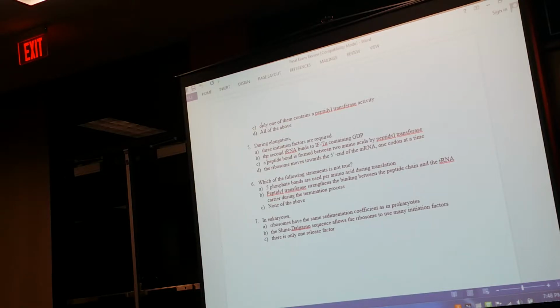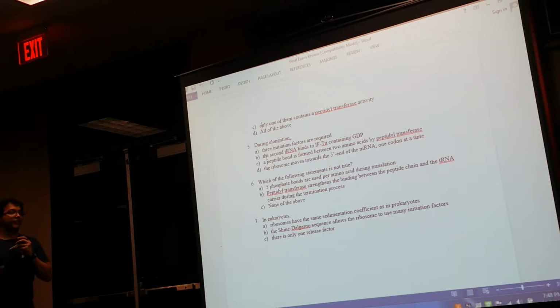Which of the following statements is not true? 5 phosphate bonds are used per amino acid during translation. So there's 2 ways they could phrase this. 5 phosphate bonds is correct, but in your notes they also mentioned 3 ATPs. So you need to know both, 3 GTPs, so you need to know both ways they could ask this. 3 GTPs are used per amino acid, but 5 high energy phosphate bonds are used per amino acid.